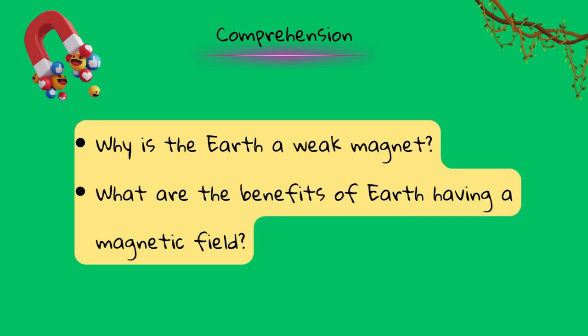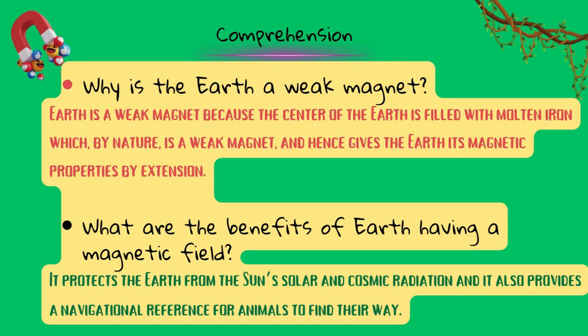Comprehension. Why is the Earth a weak magnet? What are the benefits of Earth having a magnetic field? You may pause the video to answer this question. Earth is a weak magnet because the center of the Earth is filled with molten iron, which by nature is a weak magnet, and hence gives the Earth its magnetic properties by extension. The Earth's magnetic field protects it from the sun's solar and cosmic radiation, and it also provides a navigational reference for animals to find their way.